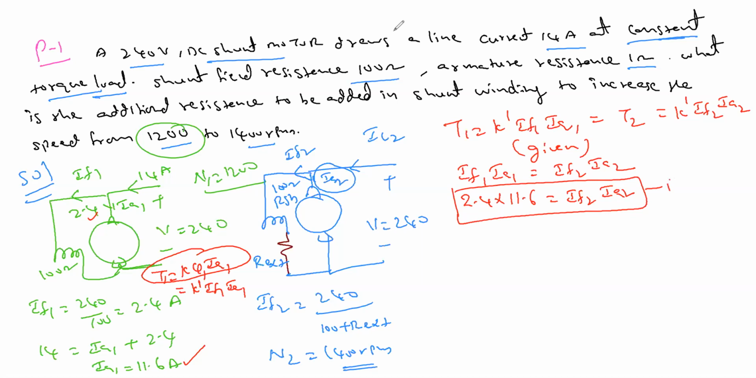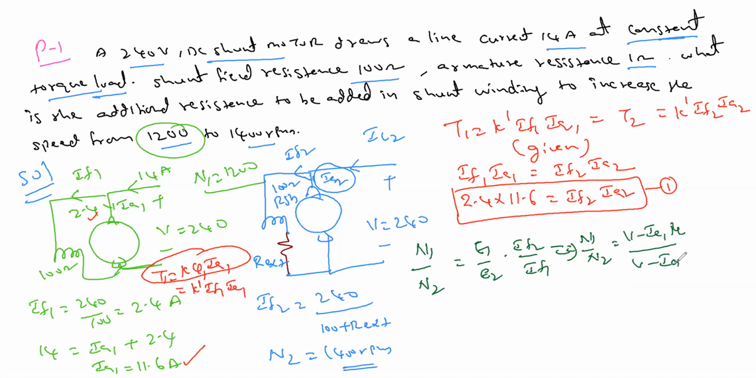Now what is the second equation? It is the speed equation. You have the speed expression, right? What are the speed expressions? N1 by N2 equals E1 by E2, which I have just given. So IF2 by IF1. Substitute. N1 by N2 is equal to V minus IA1 RA over V minus IA2 RA, times IF2 by IF1. Substitute.